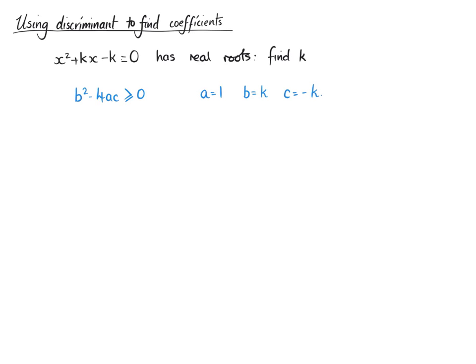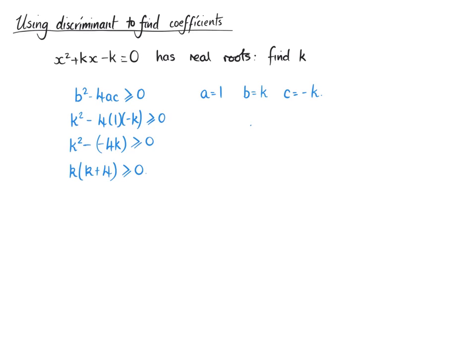Okay, so we get k squared minus 4 times 1 times minus k is greater than or equal to 0. So we've got k squared minus 4k is greater than or equal to 0. So that becomes a plus, and we can factorize to give us k bracket k minus 4. Not minus 4, it becomes plus 4, is greater than or equal to 0.